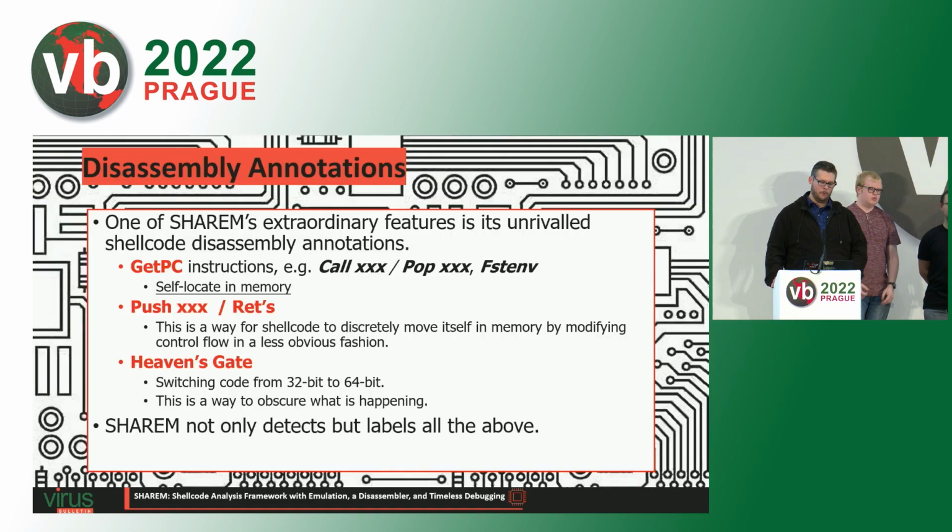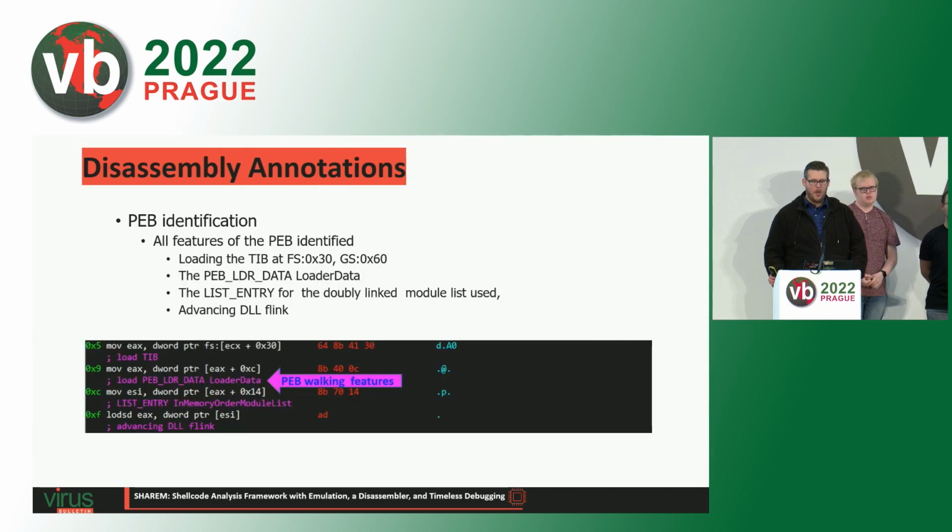So incredibly useful. SHAREM does also have the ability to search and analyze the shellcode for a lot of very special things for which it collects many different data points: get PC instructions, call pops, fast environments, push rets, which allows us to discreetly modify control flow. Heaven's Gate, which I actually haven't seen in shellcode, but you potentially could do that. All of that is supported. PEB identification, we get many diverse data points, so you can display very unique aspects of the PEB, and that's all done automatically.